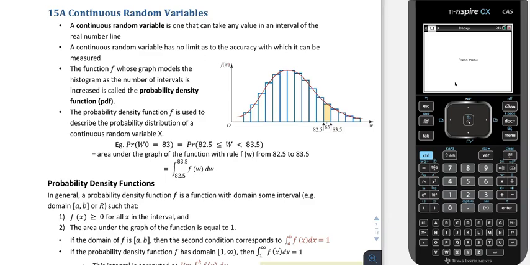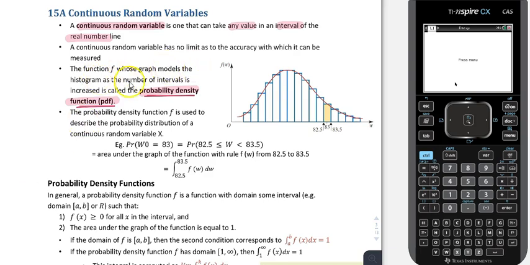All right, we've looked at discrete random variables, so discrete being something that is countable. And now we're going to start looking at continuous random variables. So it's any value on the real number line. So there's no real limit to the accuracy that can be measured, which is good, but it makes stuff a little bit more difficult.